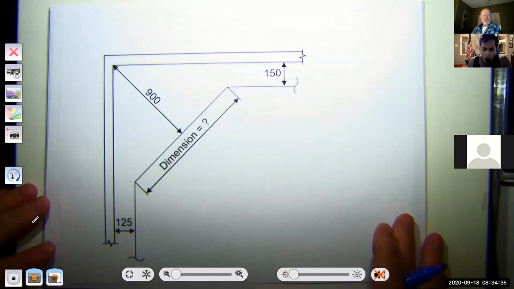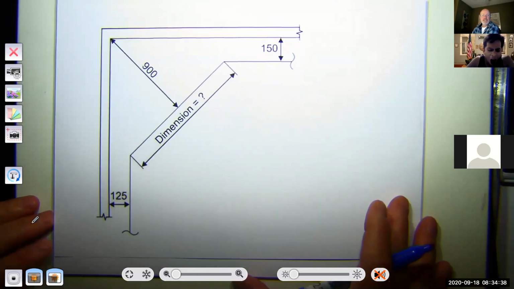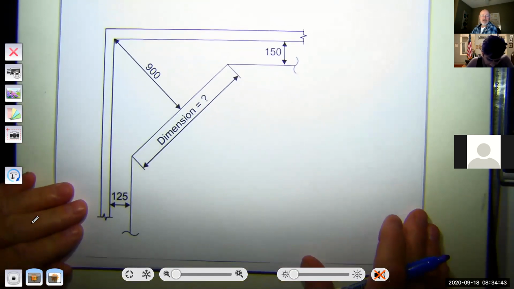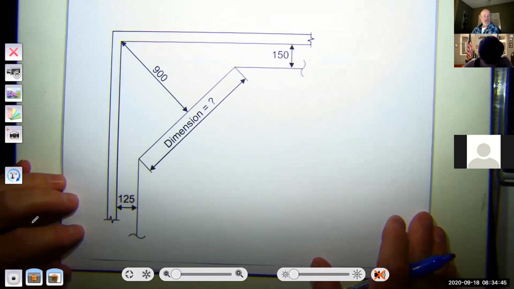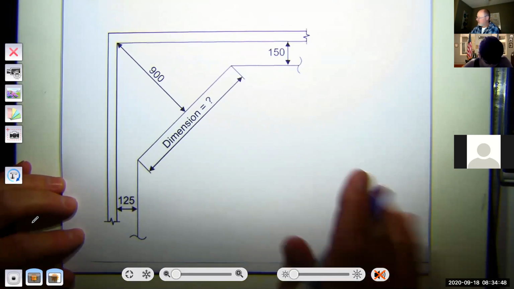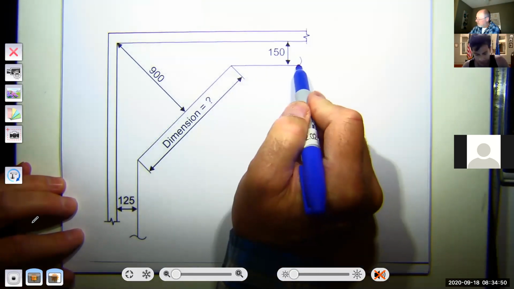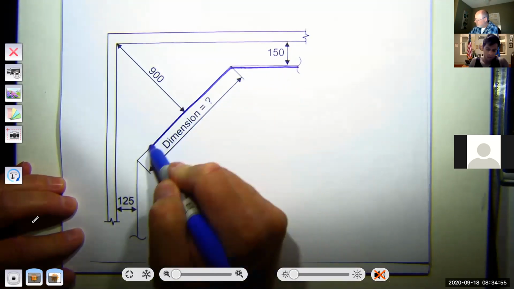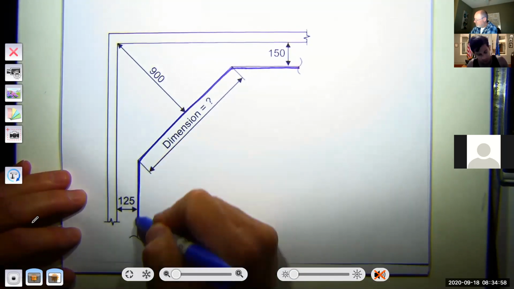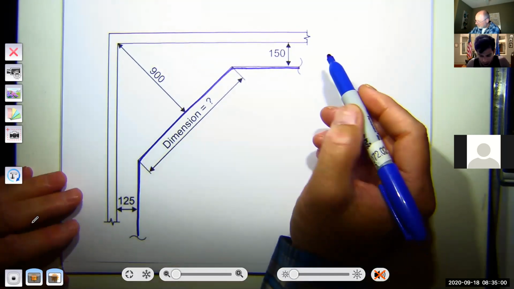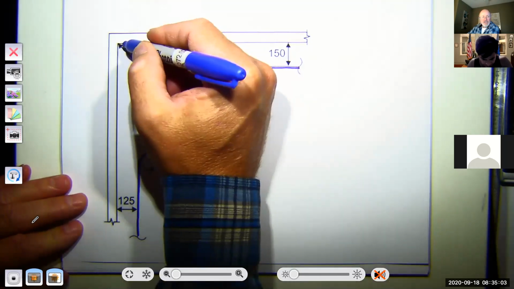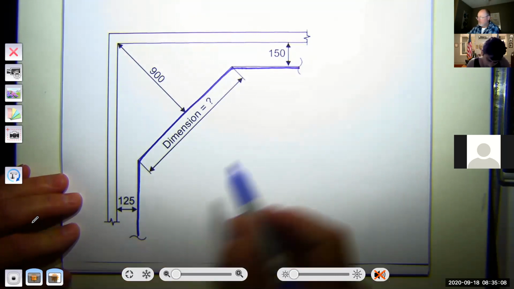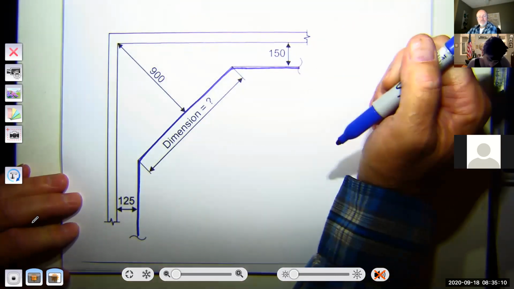that's one of the sheets I asked if you could possibly print. It's advantageous to have this printed. And I'm going to solve for this dimension. So this right here is a piece of pipe that you have to install. It's 900 mils from the corner, 125 from this wall, and 150 from this wall.